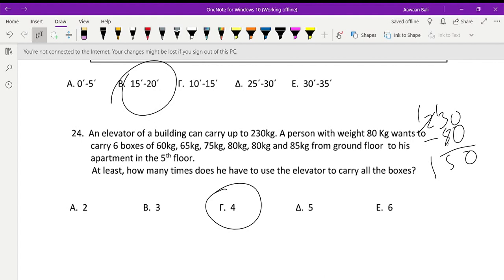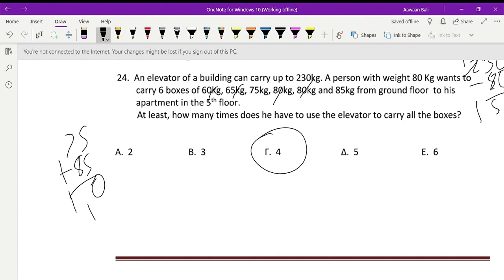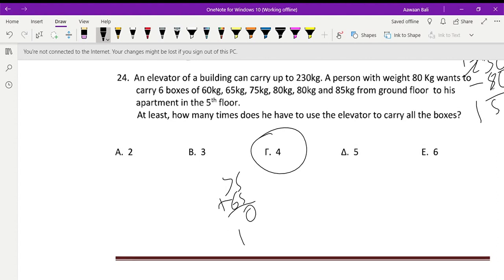So first what we can do is pair a smaller box with a bigger box, like 65 plus 80, 145. It's less than 150, so we can take 65 with 80. We can take 60 kilograms with 80 kilograms, which is 140. However, 75 plus 85 is 160. So we have to take 75 first, then 85. And let's say we did 75 plus 65, you get 140. So that's 60 and 80 again. But then we have 80 and 85, that's 165.